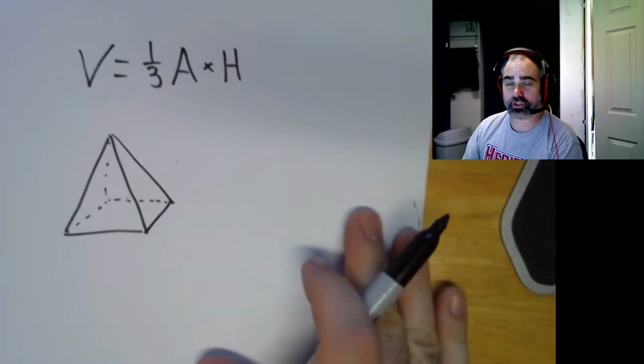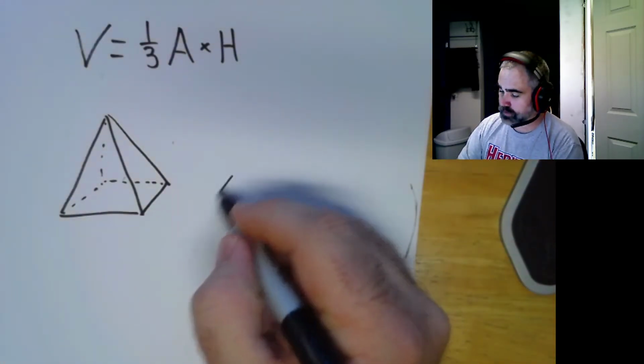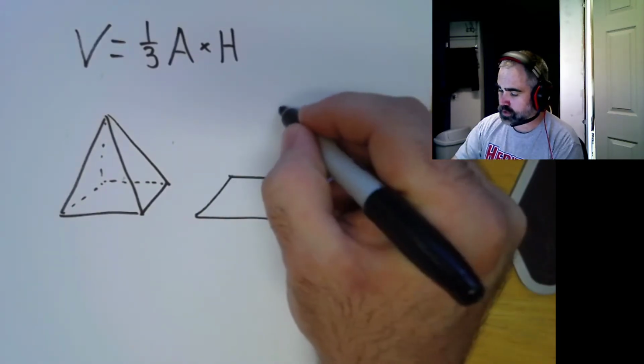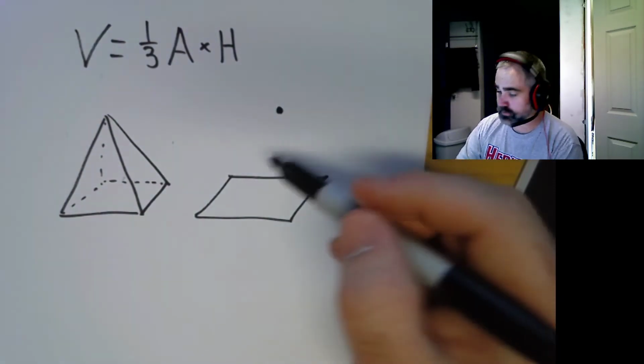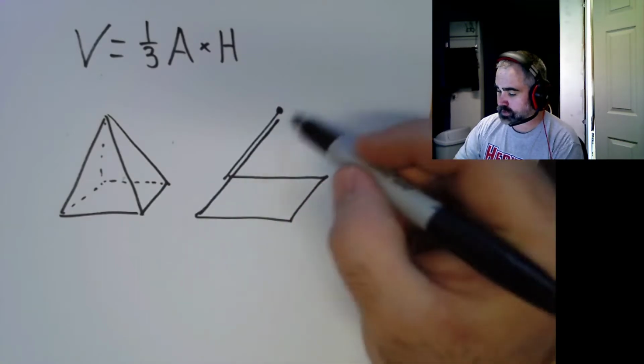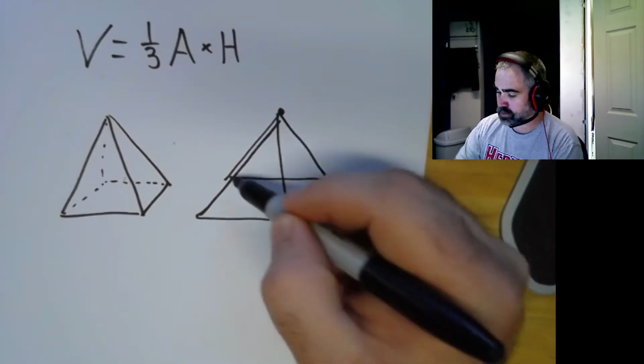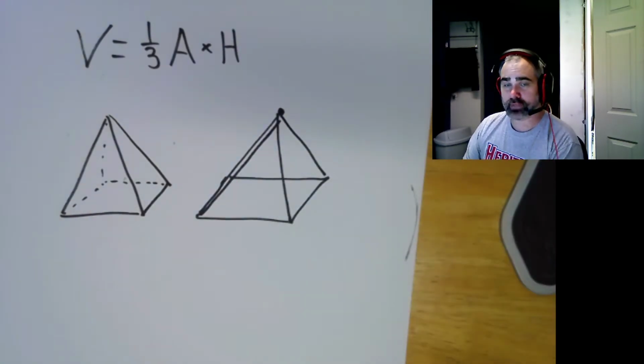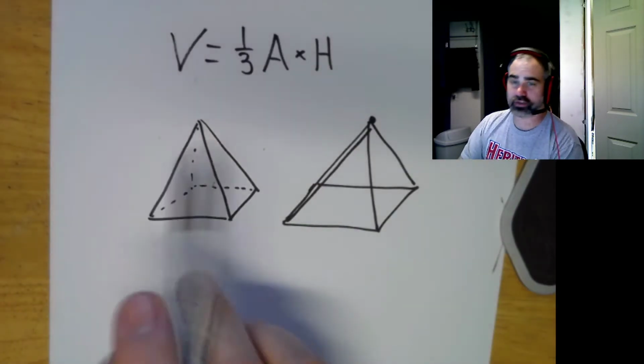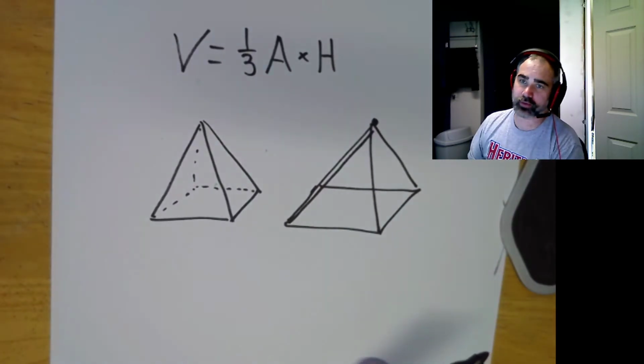Okay, or you can use my strategy where you flatten your square out, draw a dot above it, connect all the vertices, and you've got yourself a perfect pyramid as well. Okay, so whichever you like better. This one's prettier because it's got the dashed lines, but it's harder to draw that one.